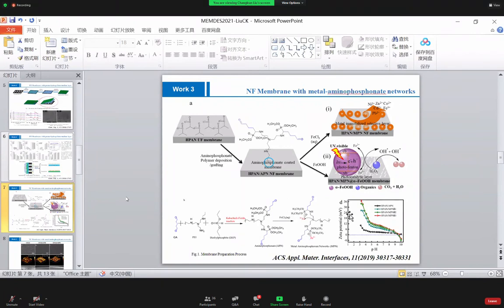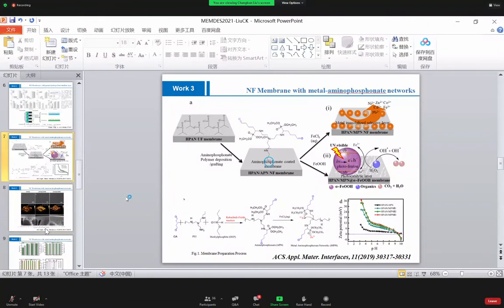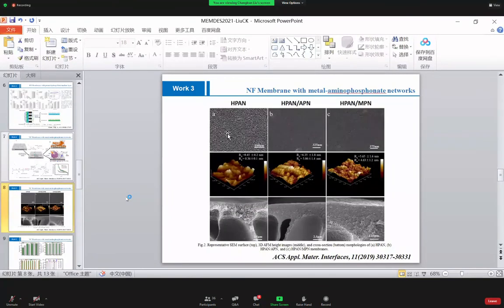And we can see from the zeta potential that after this modification, the zeta potential shows a significant increase, showing that this membrane surface contains a lot of positive charges. From the SEM images, we can see that after the modification, the surface turns smooth. And from the cross sections, we can see that a skin layer was clearly formed for these nanofiltration membranes.